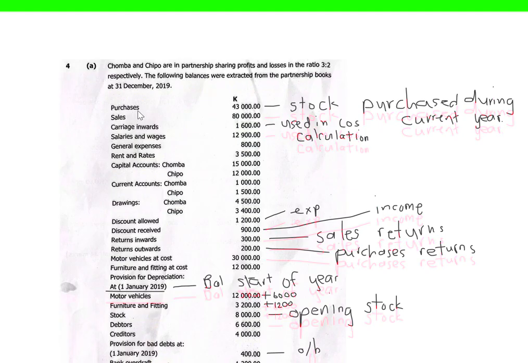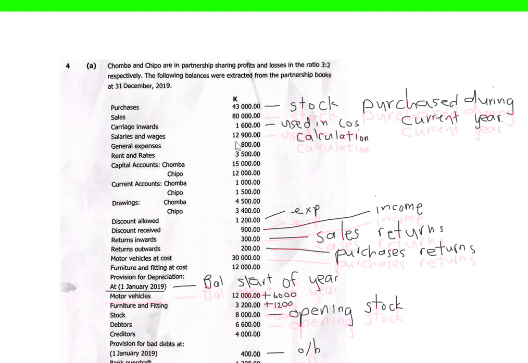So these are the numbers that they give us on the 31st of December 2019. Purchase of stock, sales, carriage inwards. This amount here is used in the calculation of cost of sales. You can see I've made a few notes here because we're going to have to do the income statement and we're going to have to calculate the cost of sales.